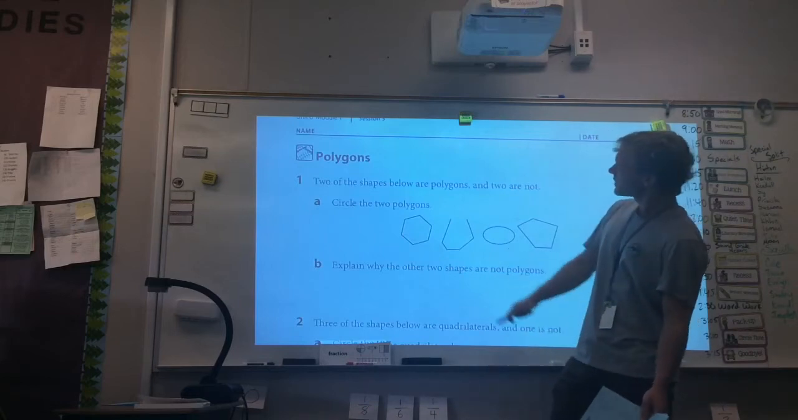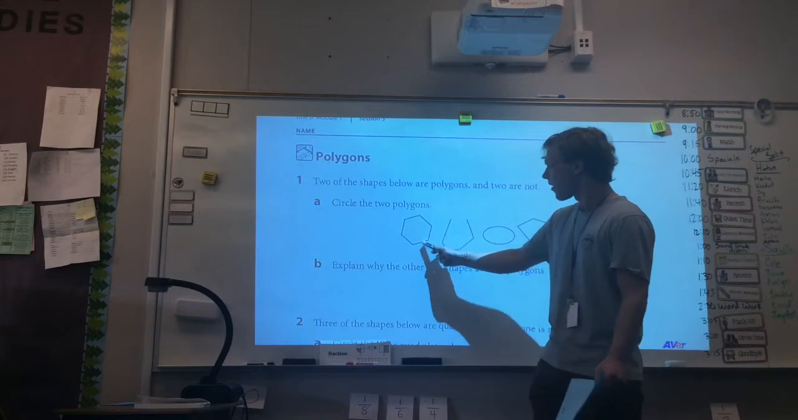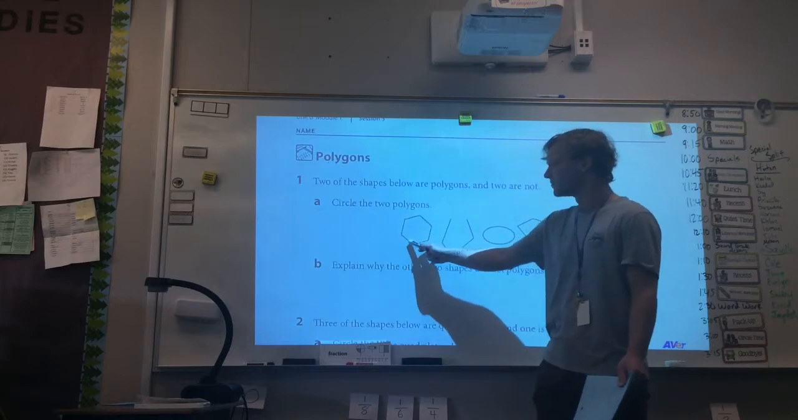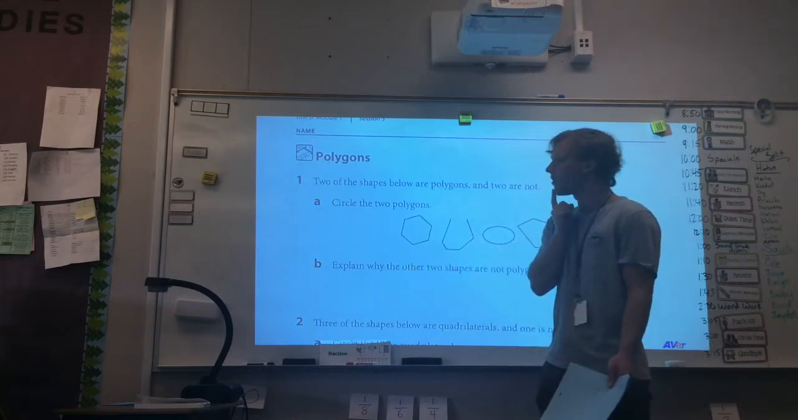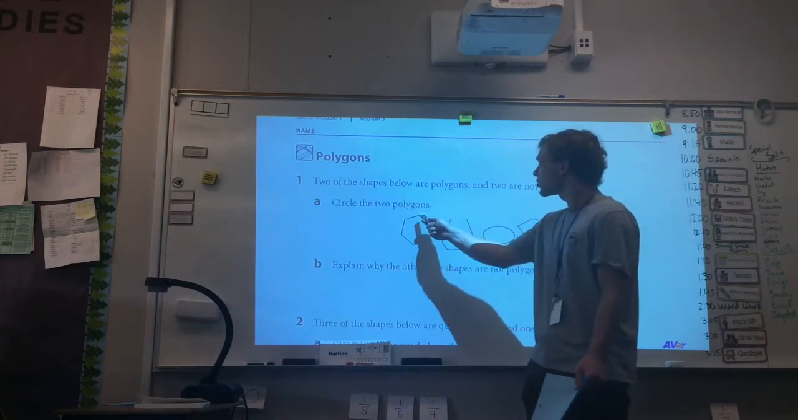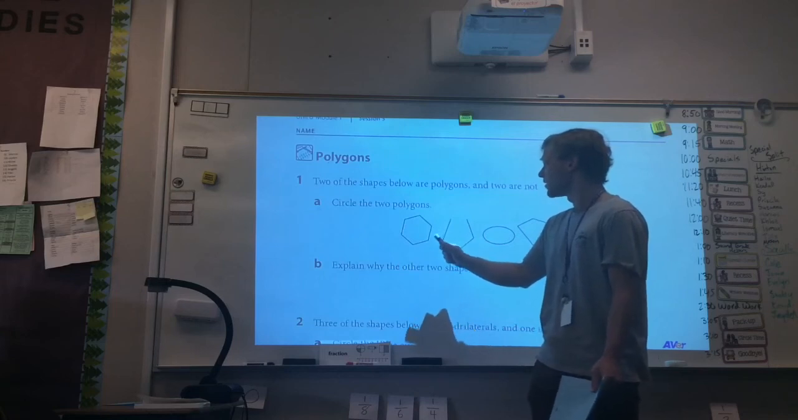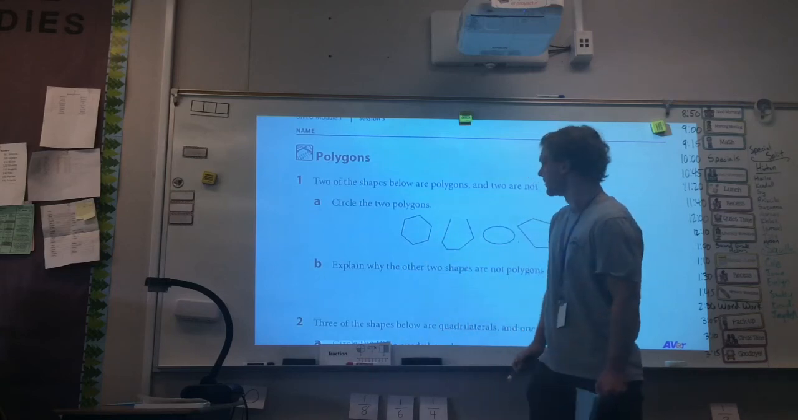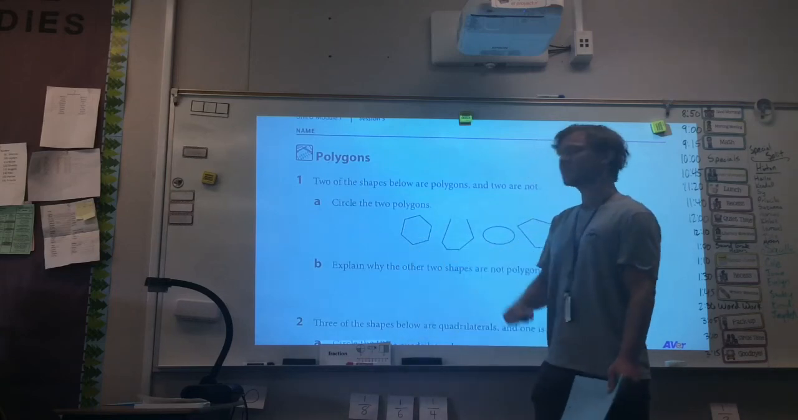Okay? So let's look at this first shape. Are all the sides straight? Yes. And do all the sides come together? Or is it a closed shape? Yes. So this is a polygon.